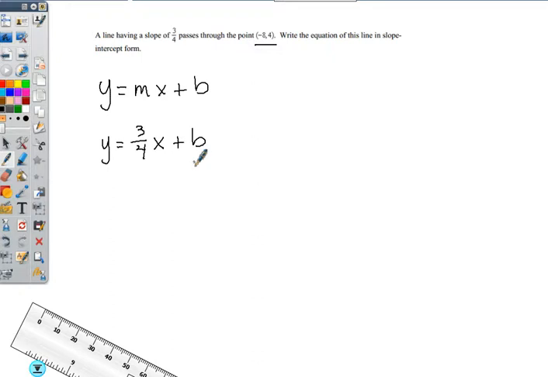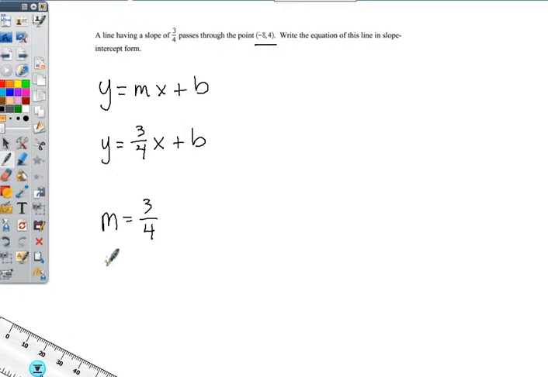We need to find the b. We know our slope is 3/4. We know we have a point with an x value of -8 and a y value of 4. And what we need to find is b. That's our big question mark.